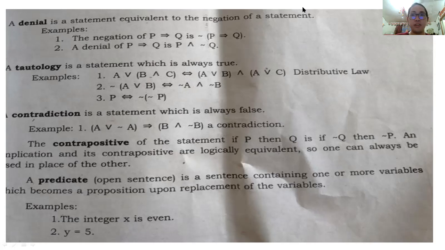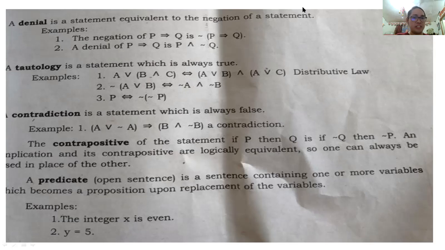And of course, we have here the tautology. For tautology, I want you to just remember the definition. Tautology means a statement which is always true. So God is good all the time. Yeah, that's true, always true. So please do not forget the basic definition of tautology. When we say tautology, it is a statement which is always true. Contradiction is a statement which is always false.